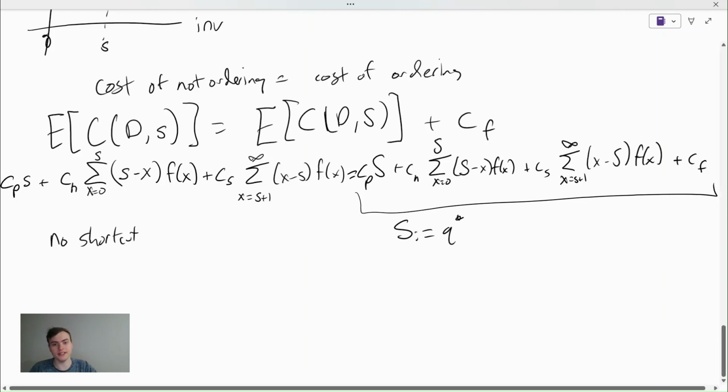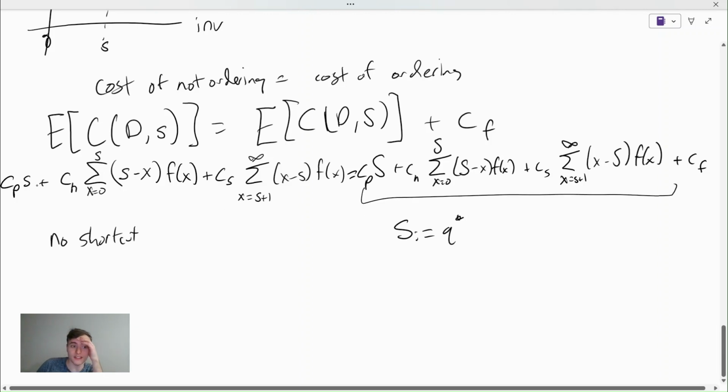Another way you could do it is to compute C of D comma Q for all the Q between 0 and big S and find which one equals big S plus the fixed cost, right? That's just going to be some computation, but with a small PDF, we could do that by hand, right?